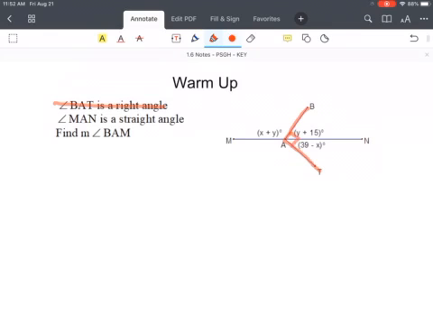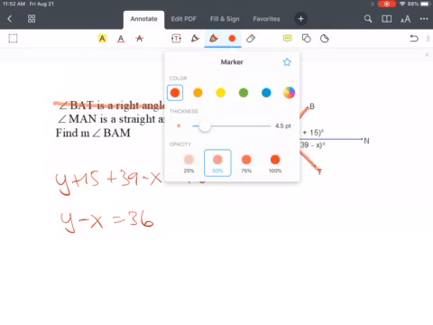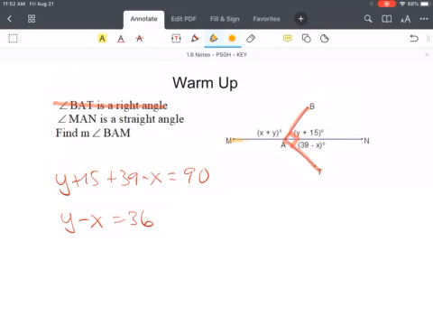Because this angle is a right angle, the two angles that are combining to create that angle, which are y and 15 and 39 minus x, must equal 90 degrees. So we simplify that equation and get y minus x equals 36. The next angle is something that we can assume, but it's also telling us that angle MAN, which is those two angles together, forms a straight angle, and any angle that adds up to a straight angle must add up to 180 degrees.